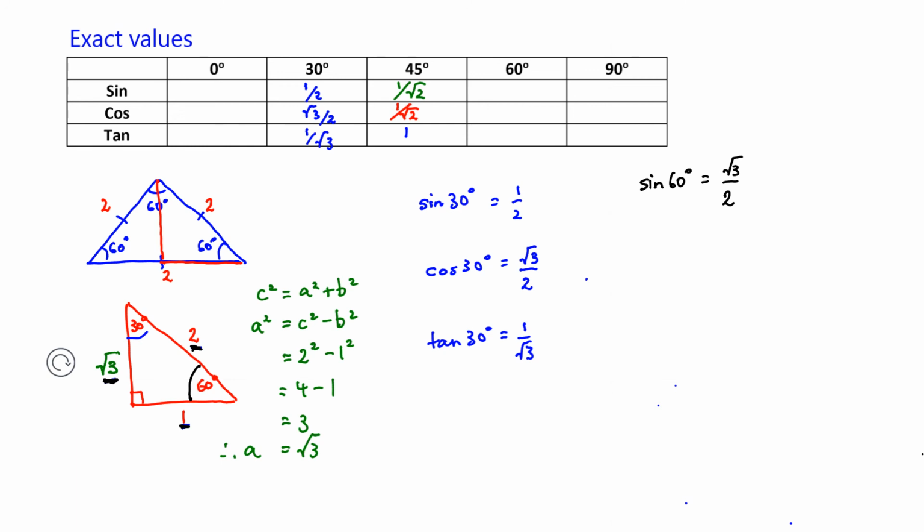Cos of 60 can once again be determined. Cos is our adjacent over our hypotenuse, so that will be 1 on 2, or just a half. Again, we can put that in. And finally, tan of 60 degrees is going to be our opposite, which is now the root 3 over our adjacent of 1. So root 3 over 1, or simply root 3. So again, that will go in here.